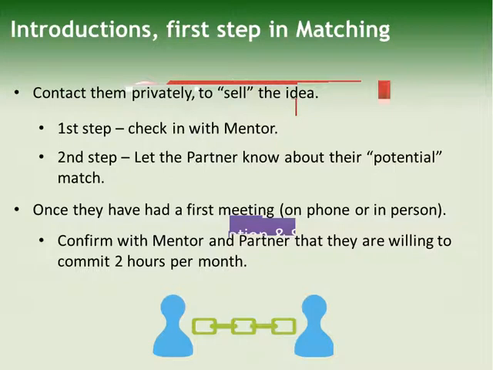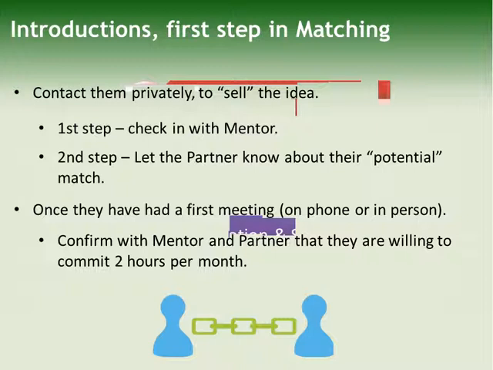So your first step would be to check in with the mentor about the partner agency to find out if they can mentor them. There may be some background that you're not aware of between agencies or individuals. Check in with your mentor first. Second step, let the partner know that this is their potential match. Outline what the mentor can offer them to ensure that the partner is motivated to work with them.